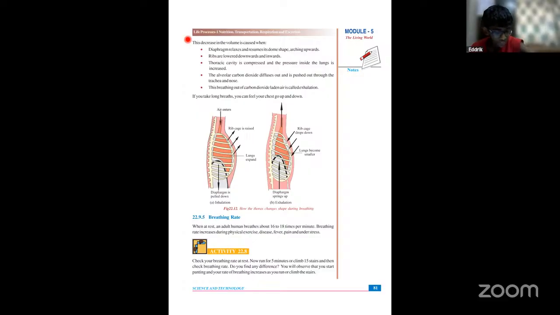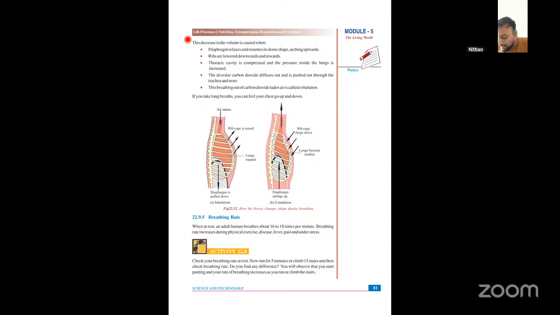Take long breaths, you can feel your chest go up and down. This is how inhalation and exhalation occur. In exhalation, diaphragm becomes more dome shaped so that the maximum air can go out, and in inhalation, it straightens up so that the maximum air can come inside. Now, what is breathing rate? Normally, breathing rate is 16 to 18 times per minute if you are doing normal tasks. But if you are running, it increases the breathing rate. Understood?